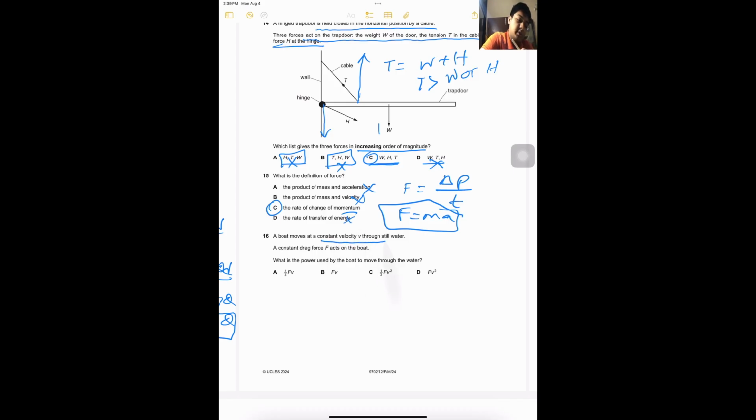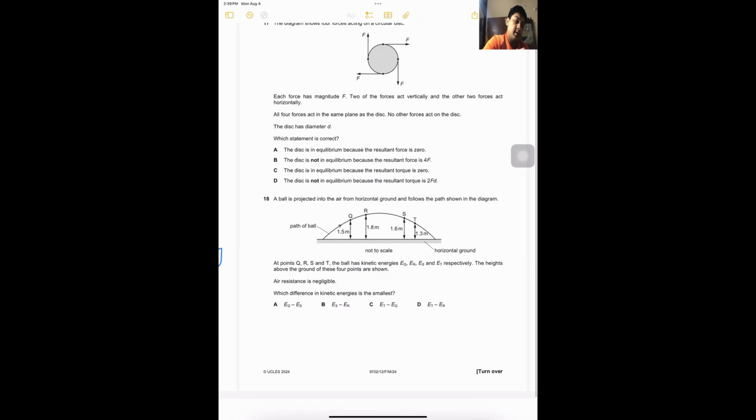I don't know what these formulas are for. A boat moves at a velocity v through still water. A constant drag force F acts. What is the power? Power we know is force into velocity, which is Fv. The answer should be B. I don't know what these formulas actually are, but the answer should be Fv.